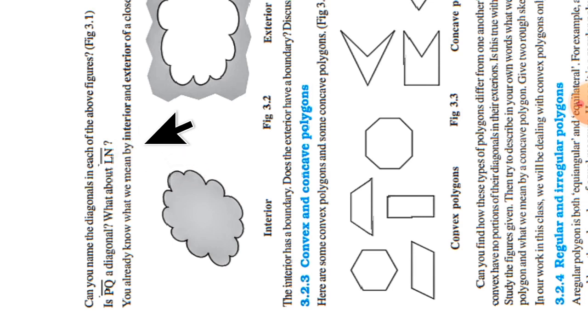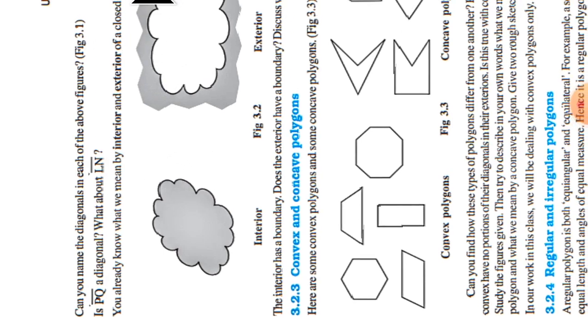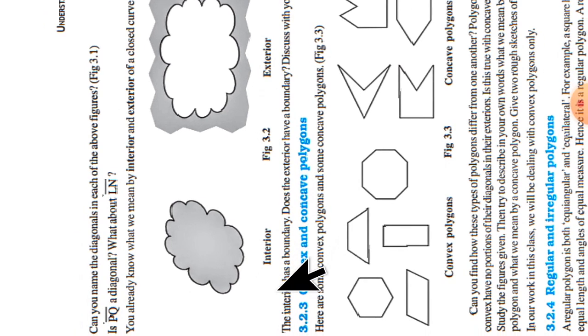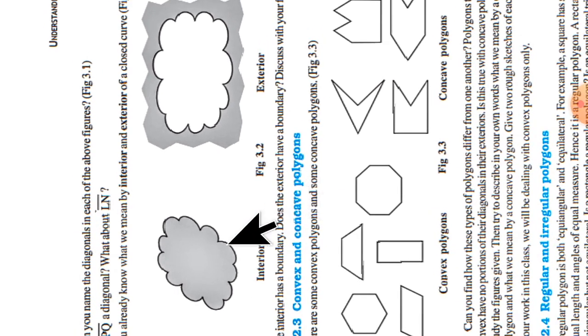Now let us see what is interior and exterior of a closed curve. Now you can see these 2 figures. This figure, this is the interior, inside part, and in this figure, this is the exterior, that is outside part. Now the interior has a boundary. So you can see this is the boundary of interior, and here the exterior. Is there any boundary? So no.